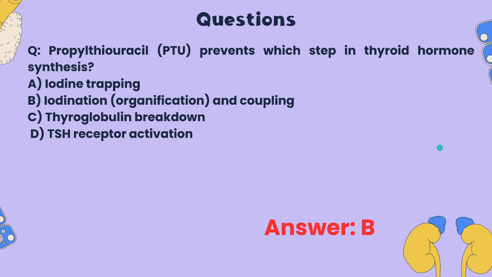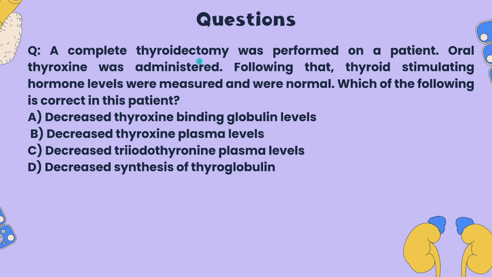Let's go to the next question. Complete thyroidectomy. You get the whole thyroid gland out in a patient, and then you administer oral thyroxine. Following that, the thyroid stimulating hormone TSH, the pituitary gland one, was normal. Which of the following is correct in the patient? I'm going to show the answer in 1, 2, 3. D. The patient has a decreased synthesis of thyroglobulin. Since we have no thyroid gland, we're not going to synthesize thyroglobulin.